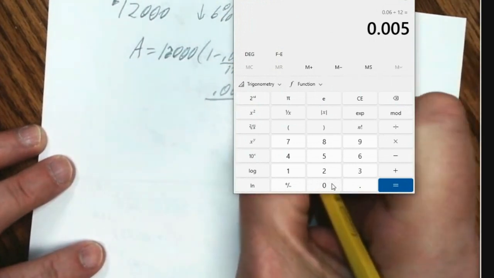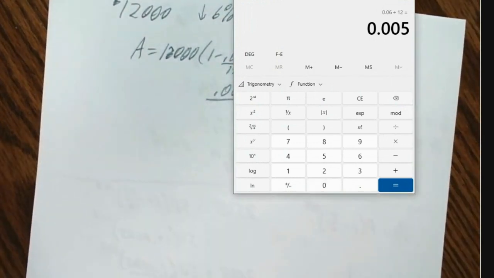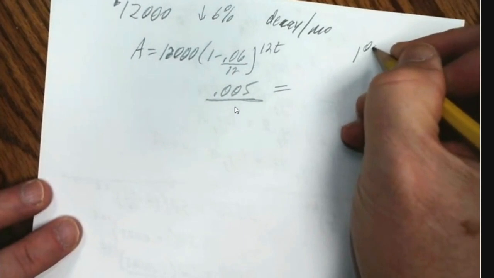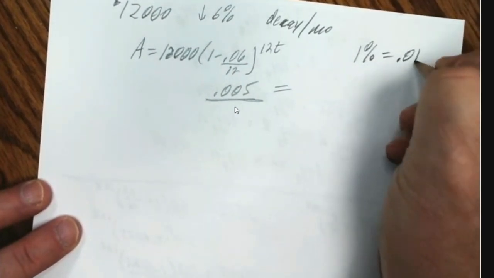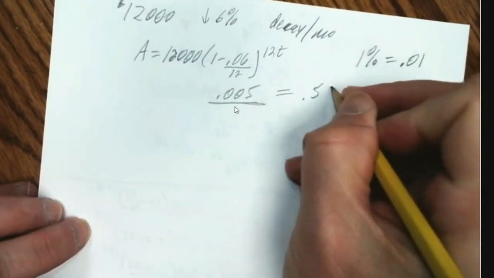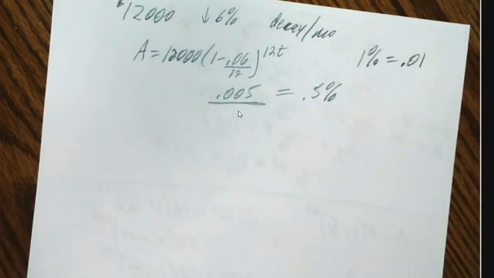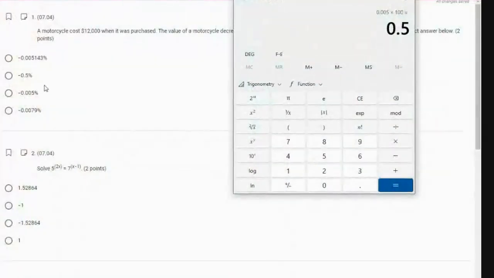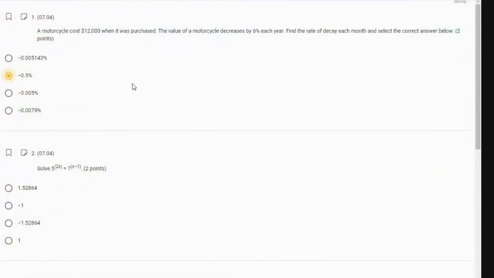What is that as a percentage? As a percentage, see, 1% is the same as 0.01. This is smaller than that. So this is 0.5%. To get that, you could take the 0.005 and multiply it times 100. Multiply a number times 100, and it gives you the percentage. That's all this question's really wanting to know. Right there. It's going down 0.5% per month. We don't have to calculate the value of what it is in a year, what it is in 2 years. It doesn't ask that. It just wants to know the rate of decay each month.